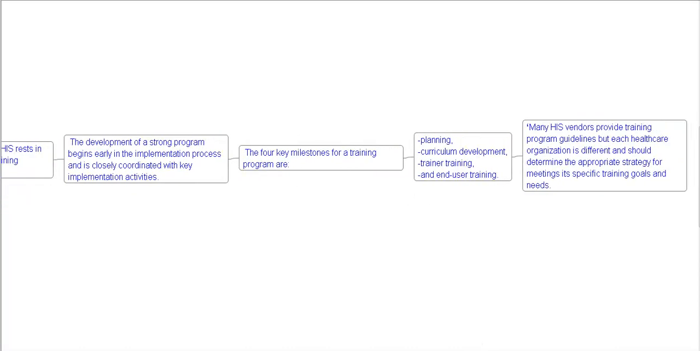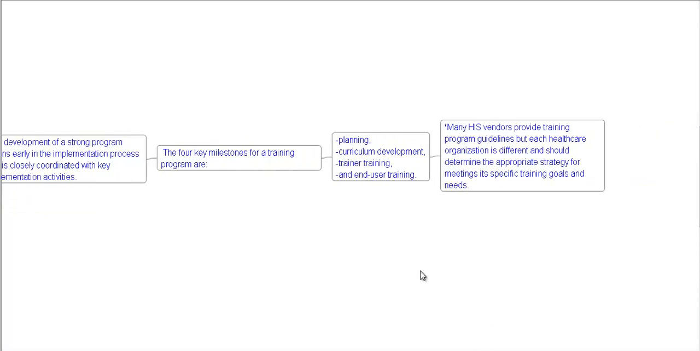The development of a strong program begins early in the implementation process and is closely coordinated with key implementation activities. The 4 key milestones for training programs are planning, curriculum development, trainer training, and end user training. Many HIS vendors provide training program guidelines, but each healthcare organization is different and should determine an appropriate strategy for meeting its specific training goals and needs.